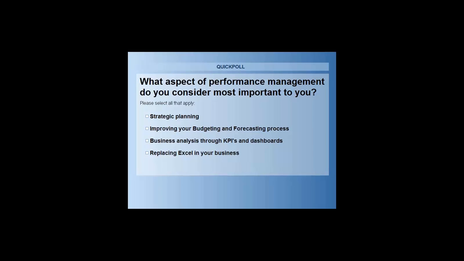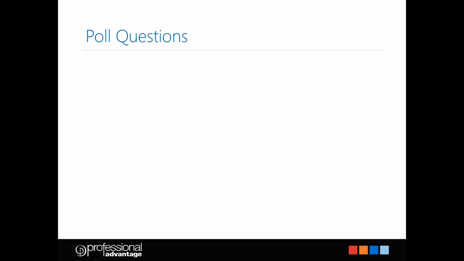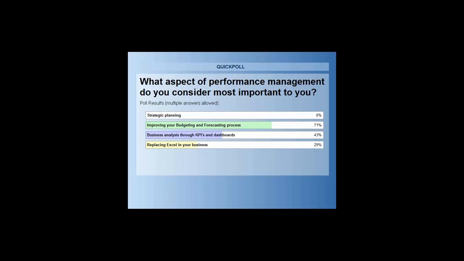And if you press submit, it'd just be interesting to see what the general view of the audience is on this topic. Okay, interesting. So improving your budgeting and forecasting process is at 71% there. 43% business analysis through KPIs, replacing Excel 29%. So thank you for giving us that feedback.